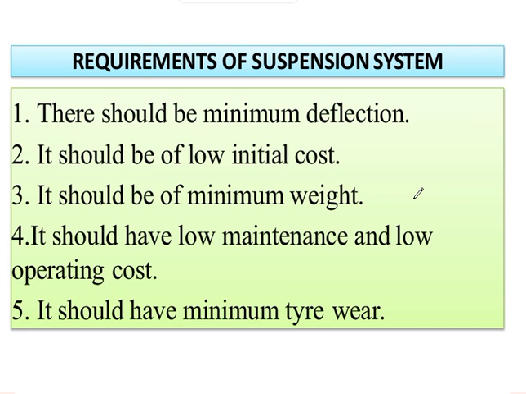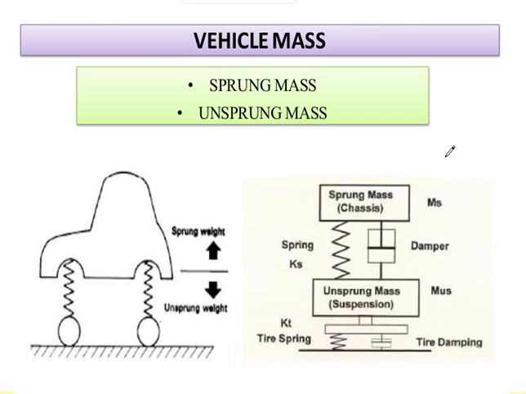What are the basic requirements of suspension system? There should be minimum deflection. It should be of low initial cost. It should be of minimum weight. It should have low maintenance and low operating cost, and it should have minimum tire wear. There are two types of vehicle masses: sprung mass and unsprung mass. These are the two symmetric diagrams: sprung weight and unsprung weight, sprung mass in chassis and unsprung mass in suspension.